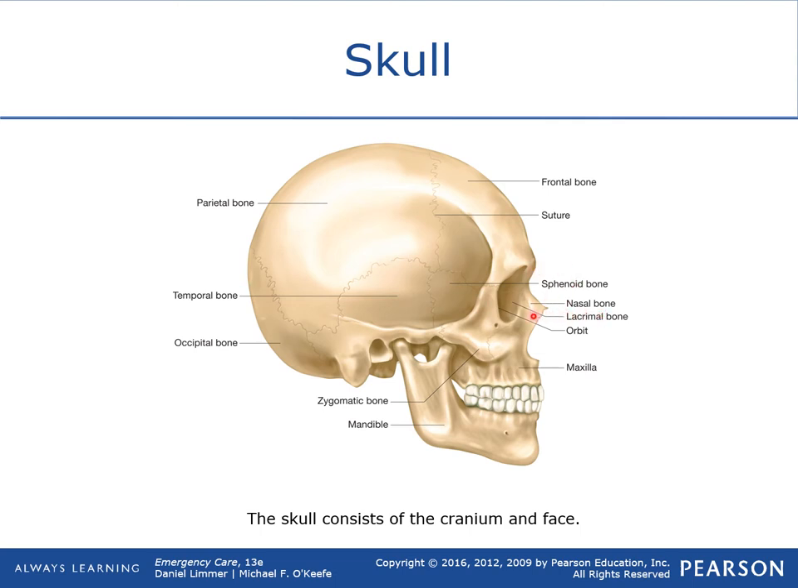Right here, you have your nasal bone, so it's this little protuberance right here. Inside of that is the lacrimal bone, and then surrounding the eye is the orbit, which is a very easily broken bone. Coming down here, you have your maxilla, which are connecting the teeth to the rest of the face. Your zygomatic bone, or arch, right here, that's what provides structure to your cheek. You can very easily feel that below your eye. And then this guy right here, the big jawbone, that's your mandible.